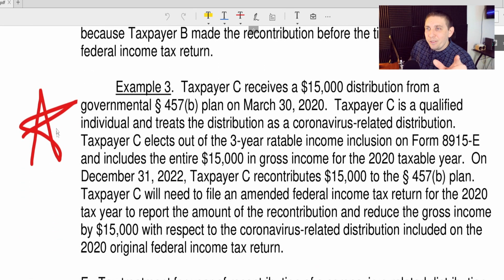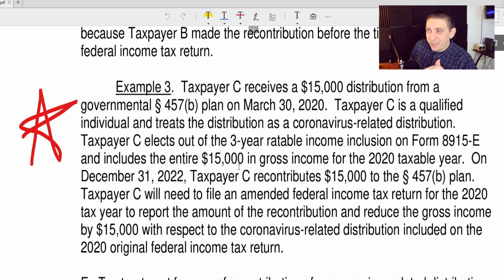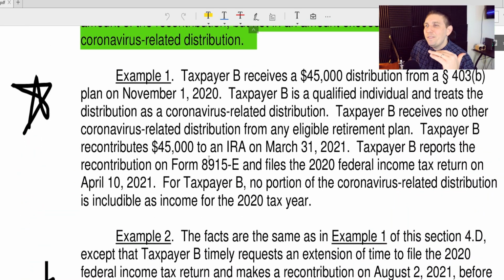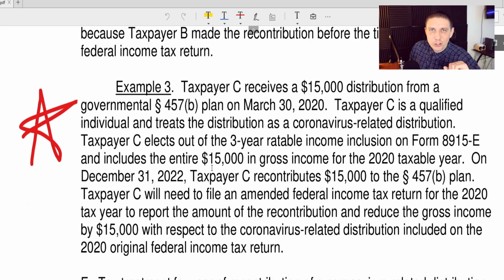In example 3, the red star where I put here, if you're looking at this and this is you, they would have to amend the returns. This shows that. Based on when they recontributed the money, they would have to amend it in this situation. There's 3 examples right here that explain different scenarios. I'm sure one of these should apply to you based on your circumstances.